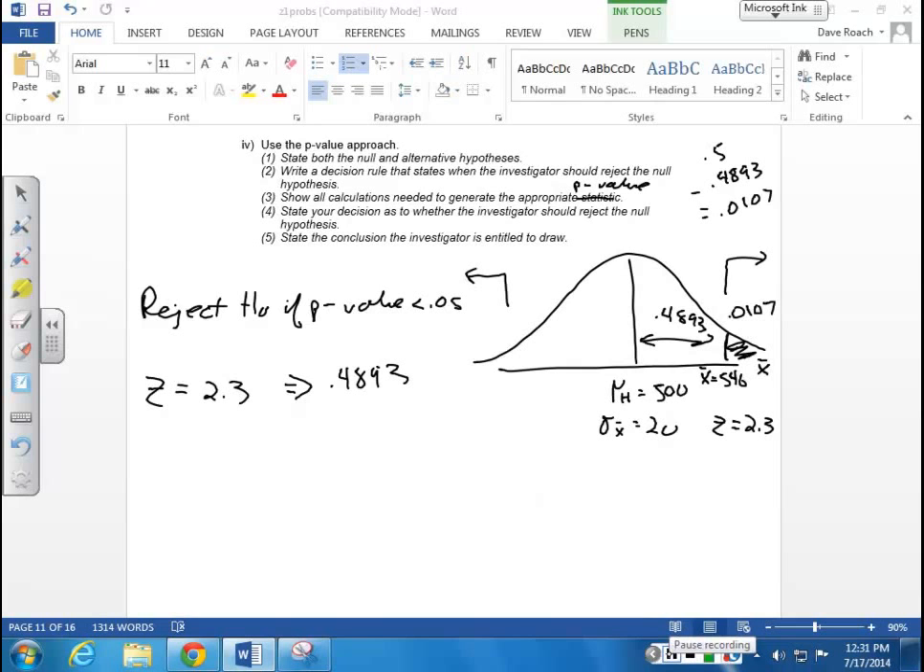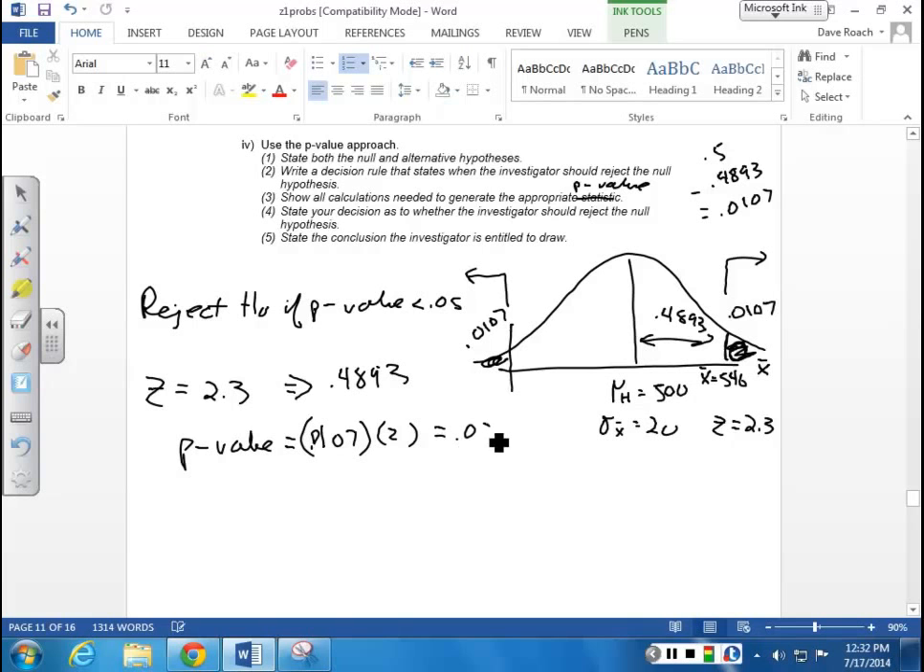Okay, so here's the kicker for the two-tailed test. The p-value is not just the 0.0107 that we have over here. It's a two-tailed test, so we have the same amount of p-value over here. So the total p-value is going to equal 0.0107 times 2, or 0.0214. That is less than 0.05.